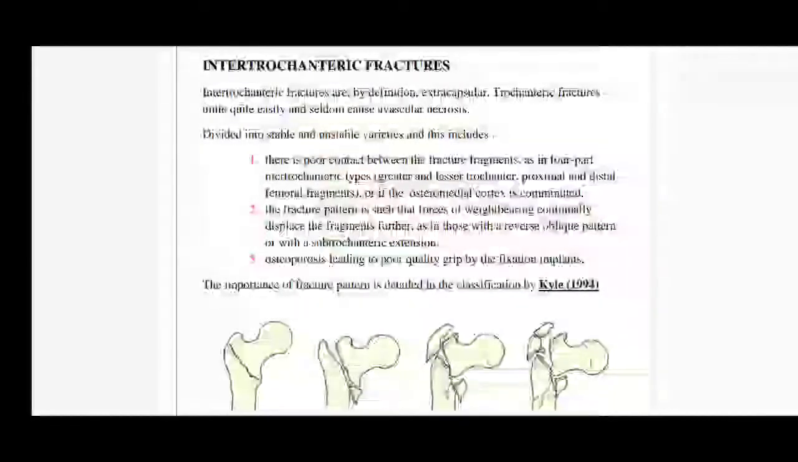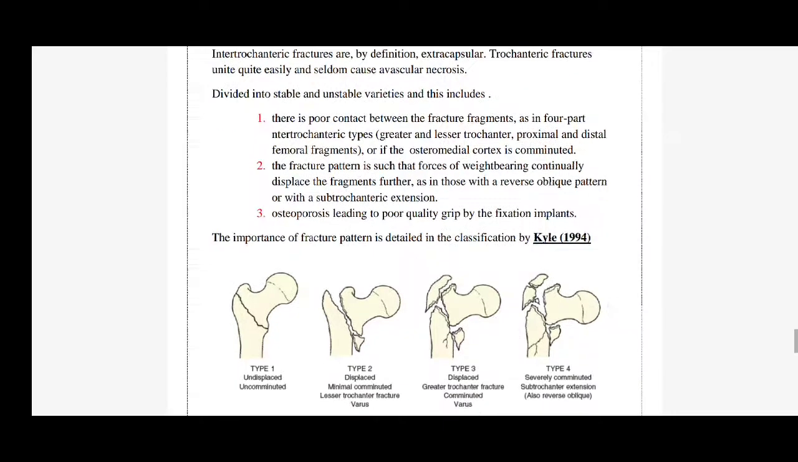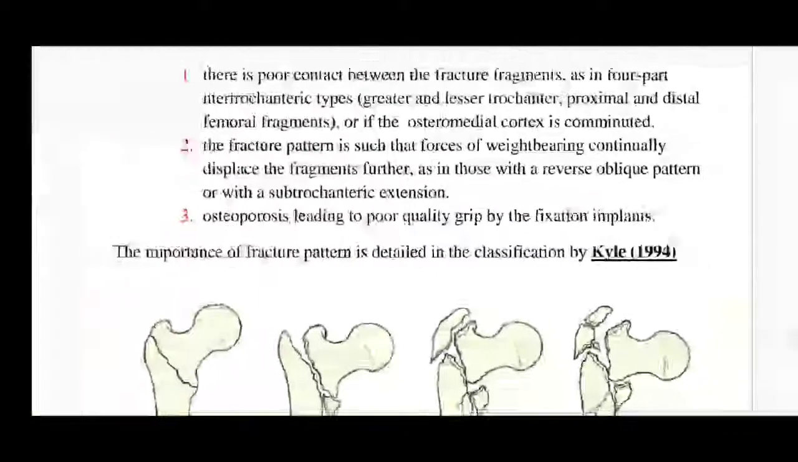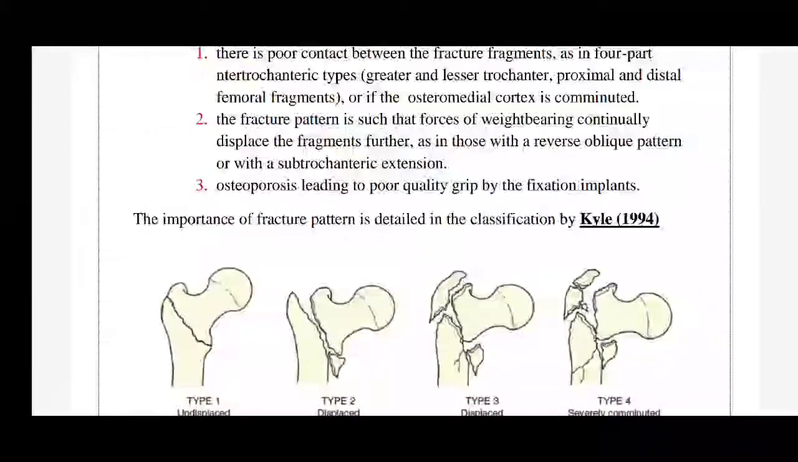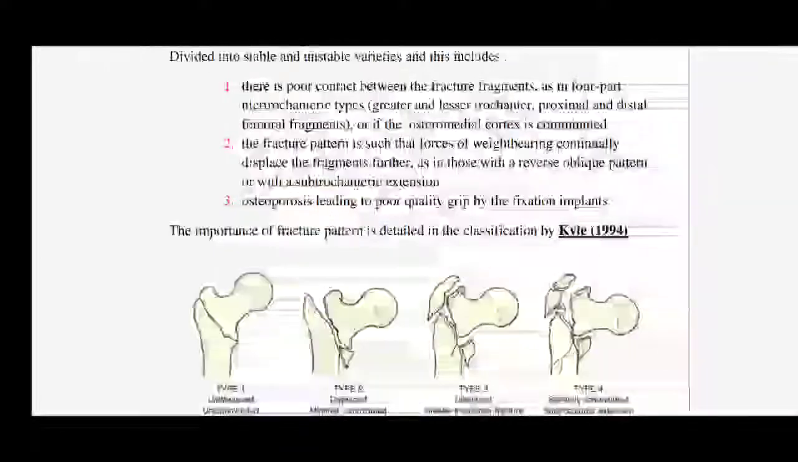You should take it into consideration perfectly. What I mean by unstable intertrochanteric fracture, we have three points. Either poor contact between the fracture fragments, as in type 3 and type 4, or comminution of the medial cortex, as in this type. This means unstable fracture.